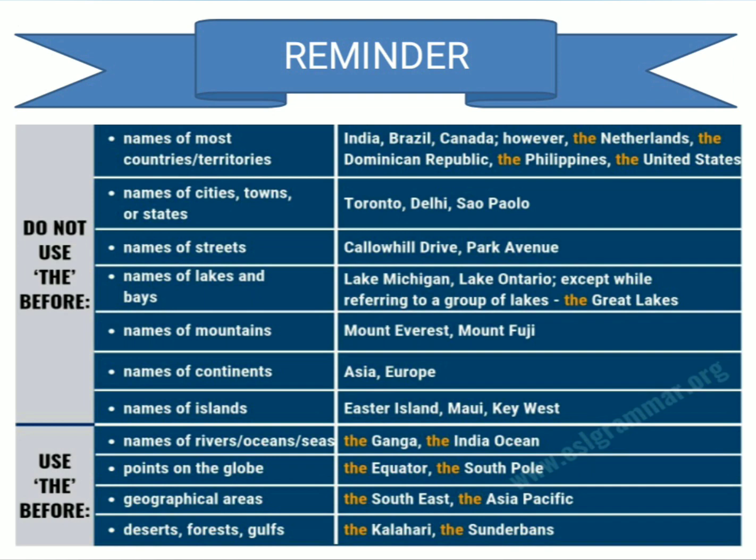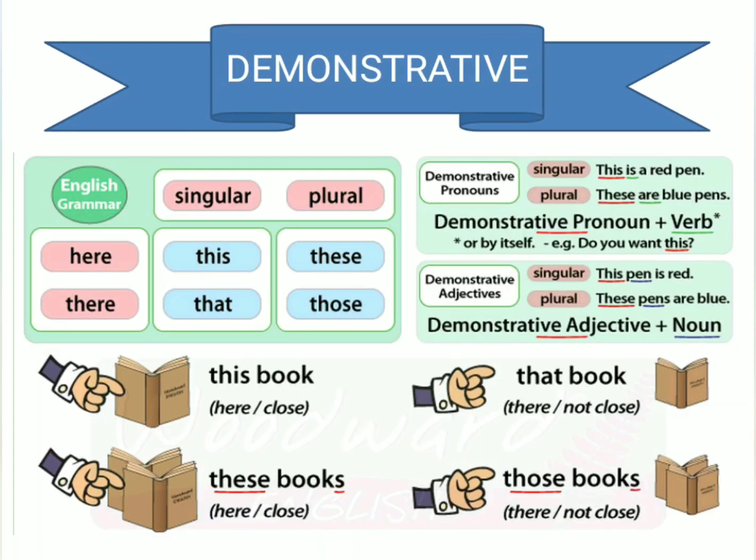Yes students, don't use the before these situations: names of most countries, names of cities, towns and states, names of lakes and bays, names of mountains, names of continents, names of islands. But before these it is to be used: names of rivers and oceans, like the Ganga, the Indian Ocean, points of the globe, geographical areas, and deserts, forests and gulfs.